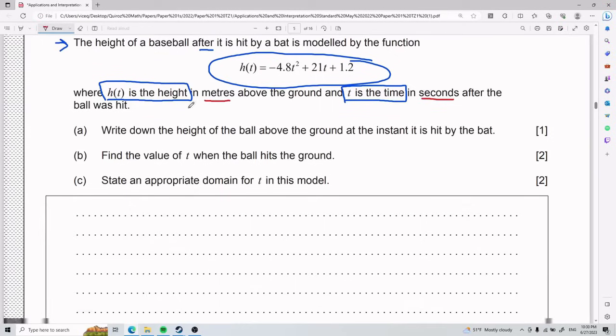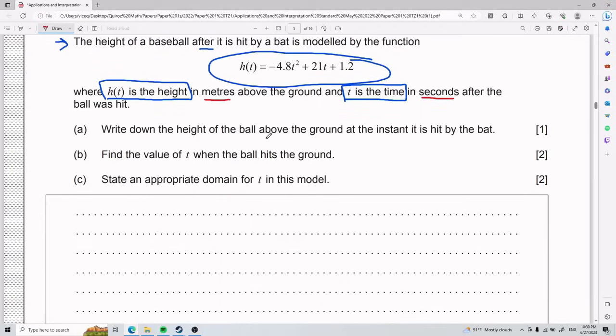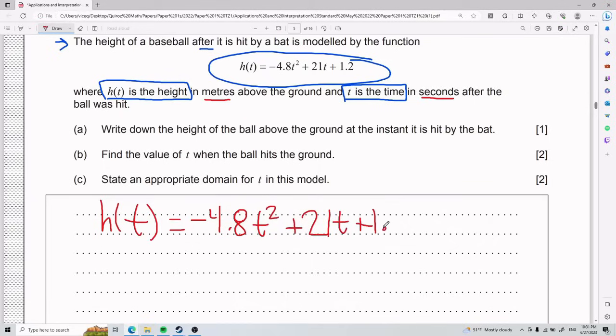All right, so for part A, we need to write down the height of the ball above the ground at the instant it is hit by the bat. So take a second and think about it. First things first, we have our function. Our function is h of t equals negative 4.8t squared plus 21t plus 1.2.